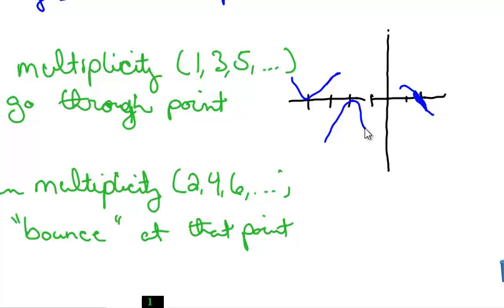So an odd multiplicity is going to go through the point. An even multiplicity is going to bounce at that point. So let's look at an actual example where we can start and go through and actually graph the function completely.